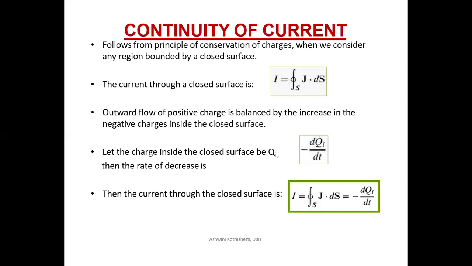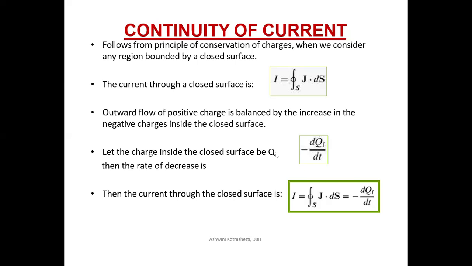Okay. Now, what was noticed is the outward flow of the positive charge. Okay. When you have an outward flow of positive charge, that is the positive charge is flowing out, then we can say that there is an increase of the negative charges inside the closed surface. So they are all related. So if I have a positive charge flowing, that means inside the region, the net negative charge is increasing.